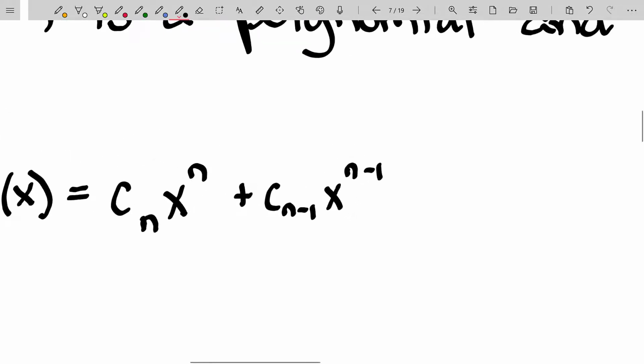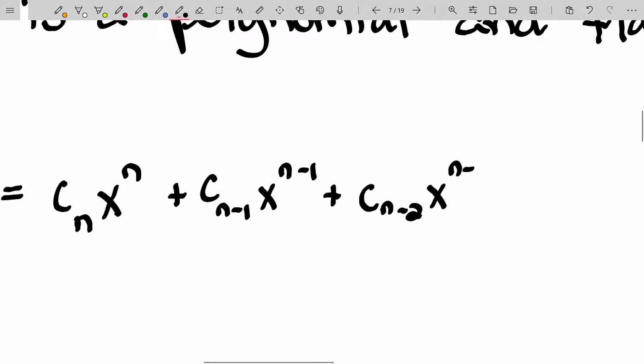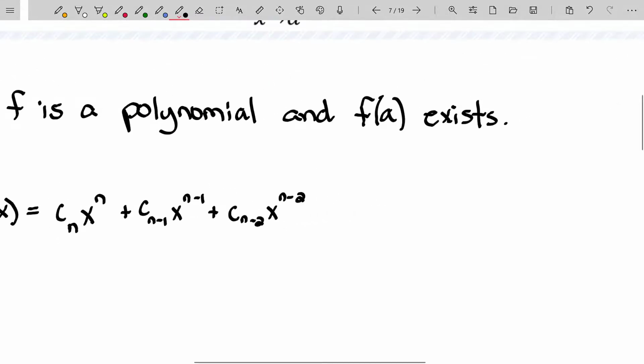I'm labeling all my constants with c sub something. C sub n minus 1 stands for the constant coefficient for the n minus first power of x. C sub n just means that's the constant coefficient for the nth power of x. Continuing the pattern, this would be c sub n minus 2, which is attached to the x to the n minus 2 power. And that pattern continues all the way down. So I'll just say plus dot dot dot.